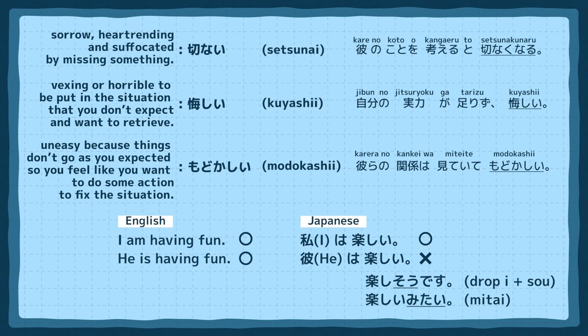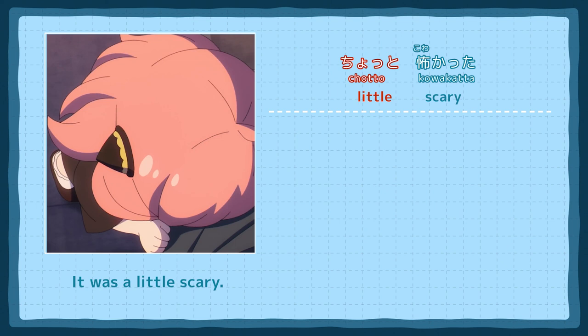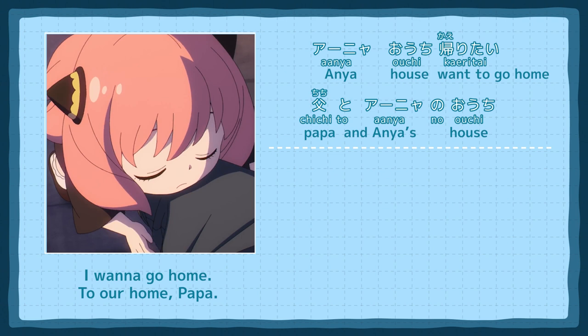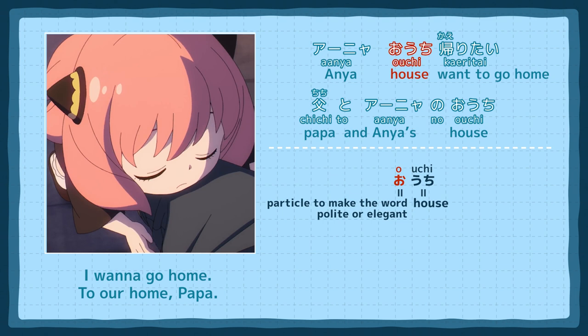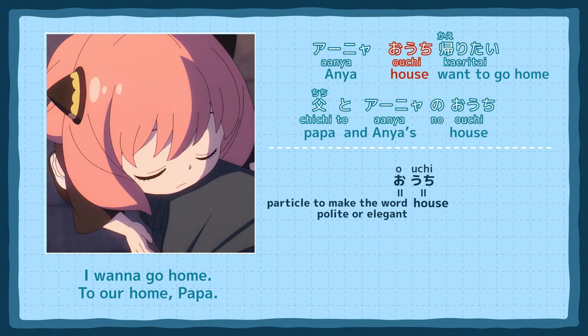ちょっと怖かった。ちょっと is a little or a bit. 怖かった. The original form is 怖い, scared, as I said in the previous section. アーニャ、お家帰りたい。 In this sentence, the particle for direction is missing. お家に帰りたい。Since it's casual speaking, it's okay without に。おうち, うち means house. This お is the prefix to make the word polite or elegant. Like this, おうち.